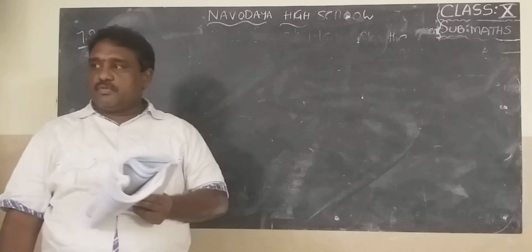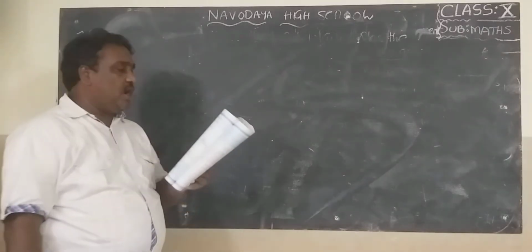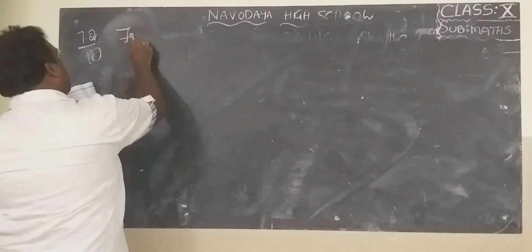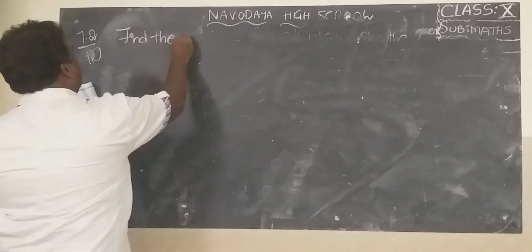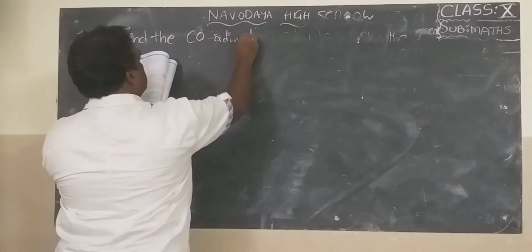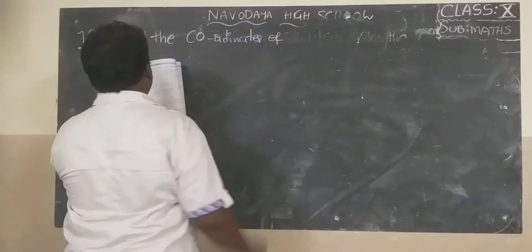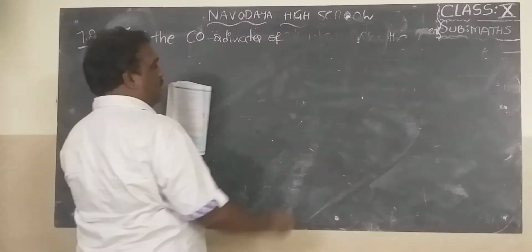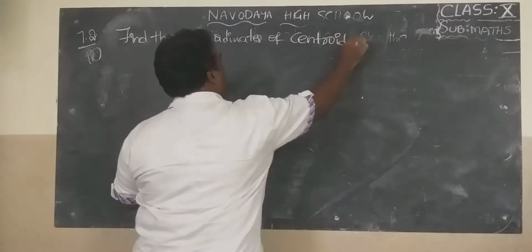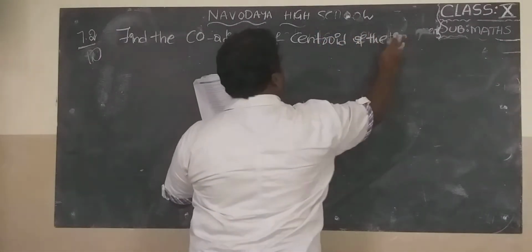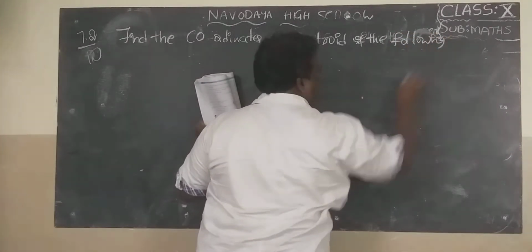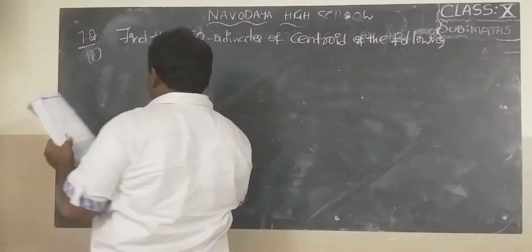Okay? So what is that one? Find the coordinates of the centroid of the following. Now, what is the first one?